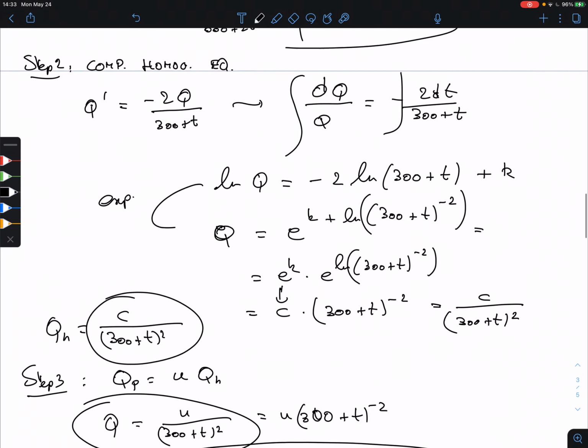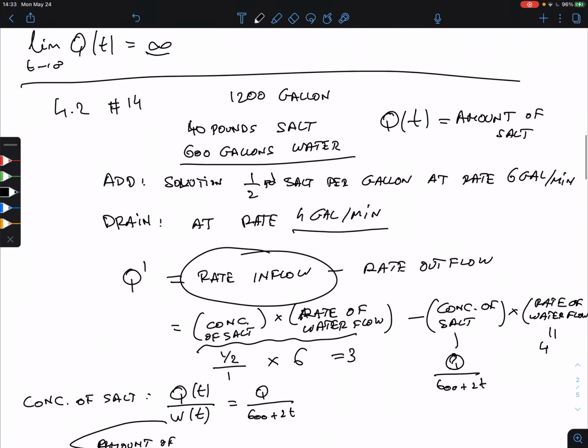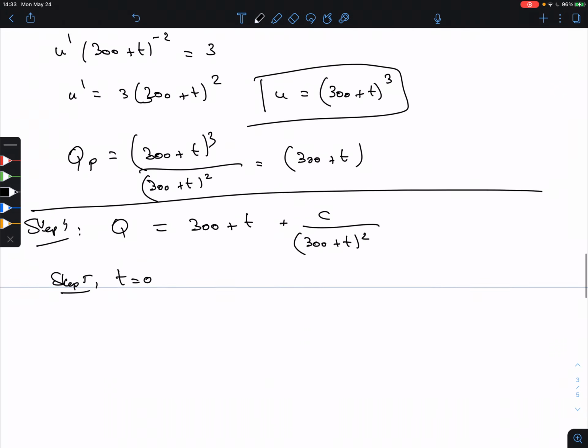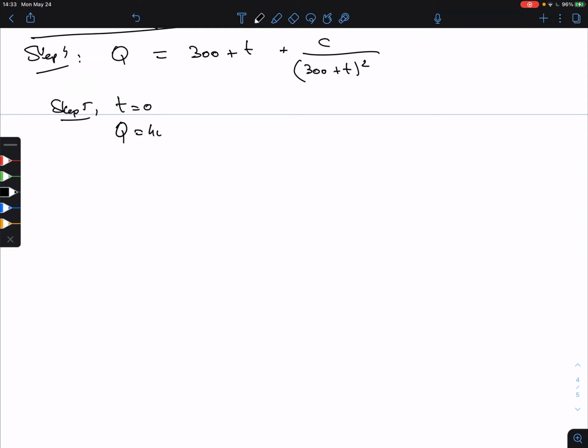Oh no! It's not the water that we're calculating. It's the salt. How much salt did we start with? 40. Be careful, right? Get the right thing here. So q is 40 here. So we get 40 equals 300 plus c over (300 plus 0) squared. That is 300 squared, which is 90,000. Okay, so we get 40 minus 300, that's minus 260, equals c over 90,000. So we see that c is minus 260 times 90,000.